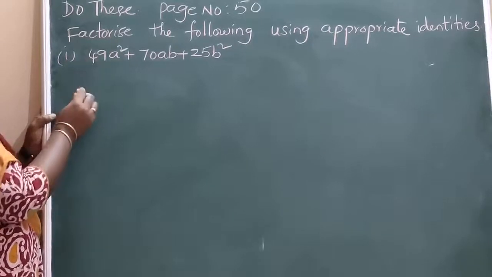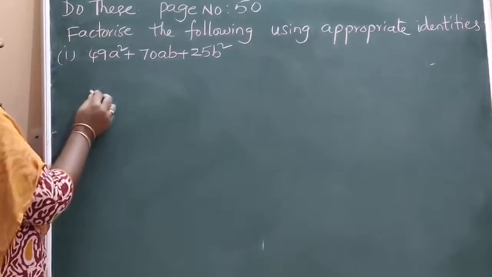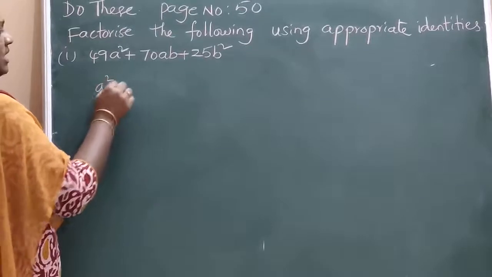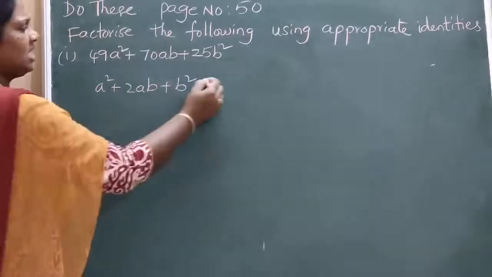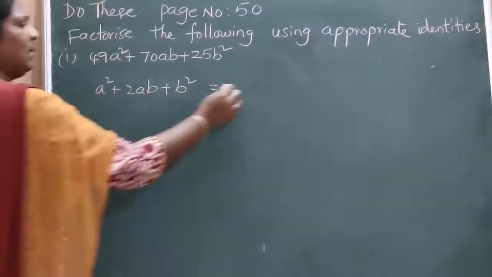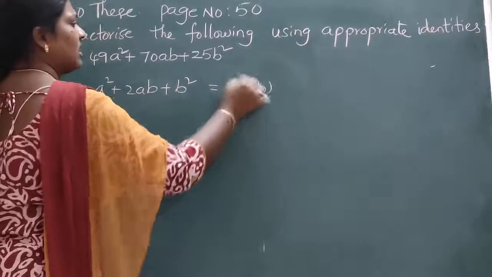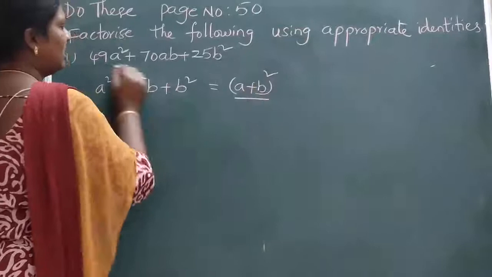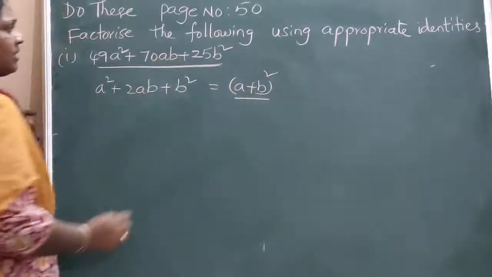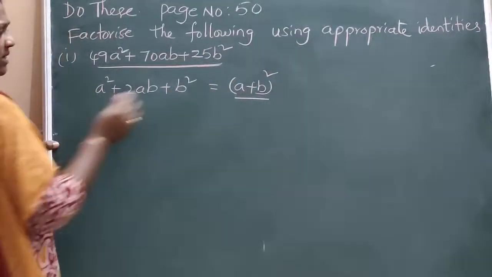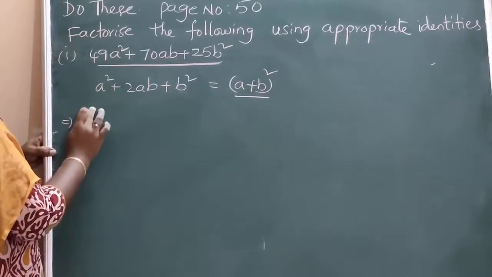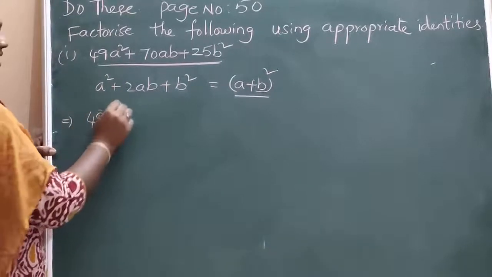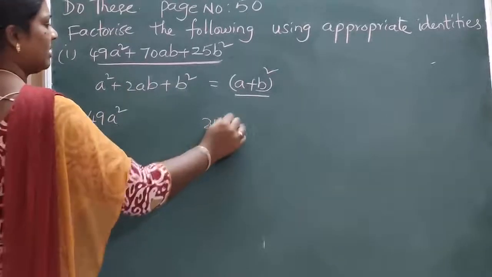For this, we have to observe that this is in the form of a square plus 2ab plus b square, right? This is for what? A plus b whole square. So we have to convert this whole expression into a plus b whole square. First we have to write 49a square and again 25b square.